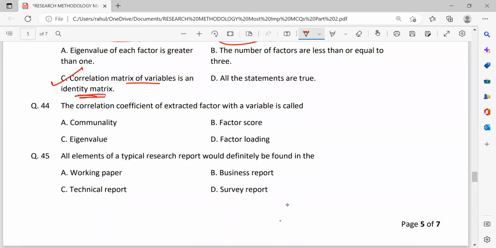Question number 44. The correlation coefficient of extracted factor with a variable is called as factor loading. Question number 45. All elements of a typical research report would definitely be found in technical report.